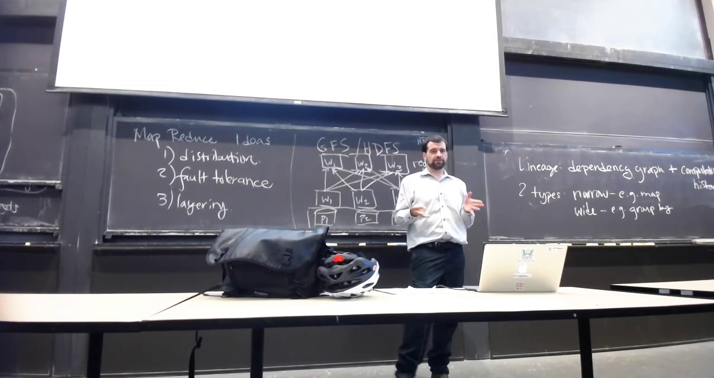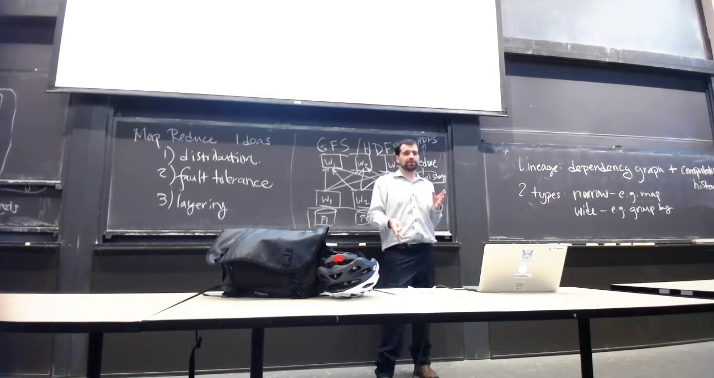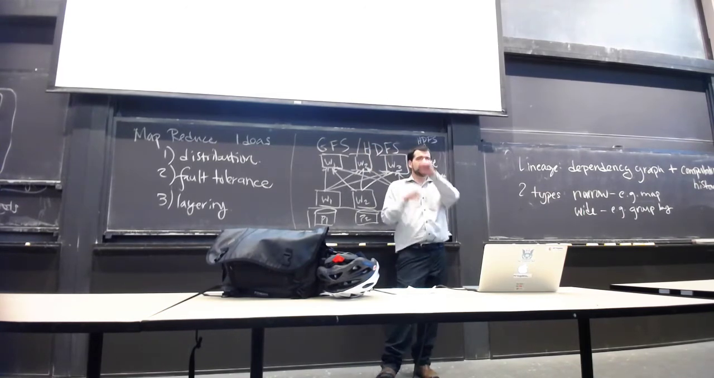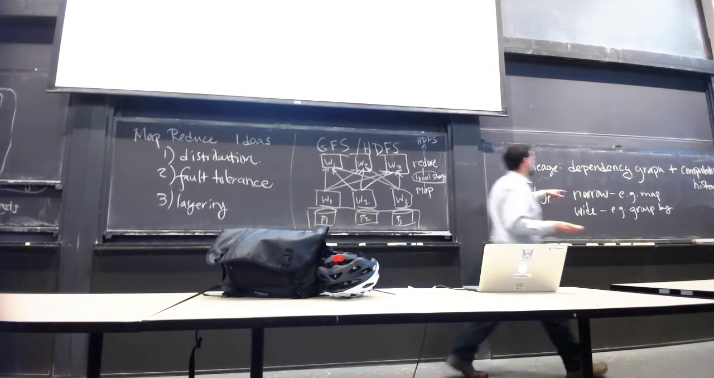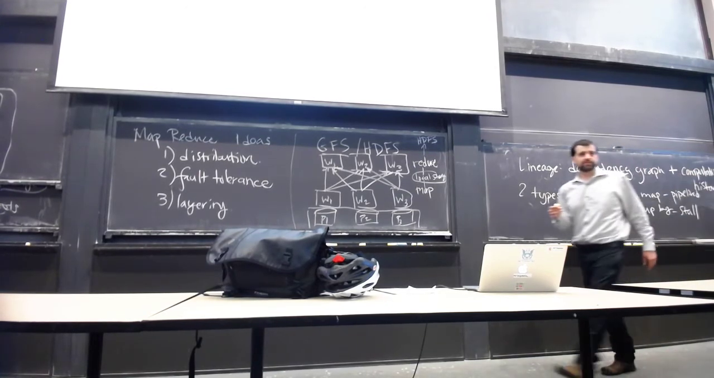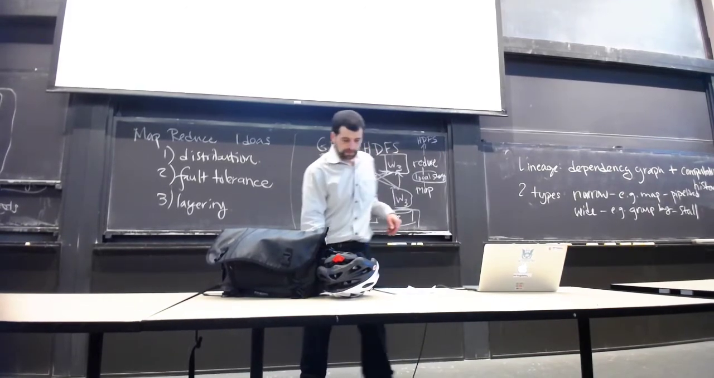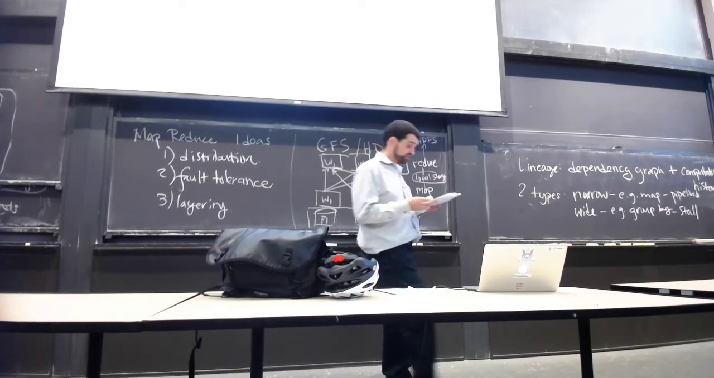But as soon as I hit one of these wide lineage operations, it's like a barrier in the computation. I have to stop, redistribute some stuff around, and then restart the computation. So I can pipeline these, and then I have to stall on these operations and do this redistribution. Does that make sense? Okay.